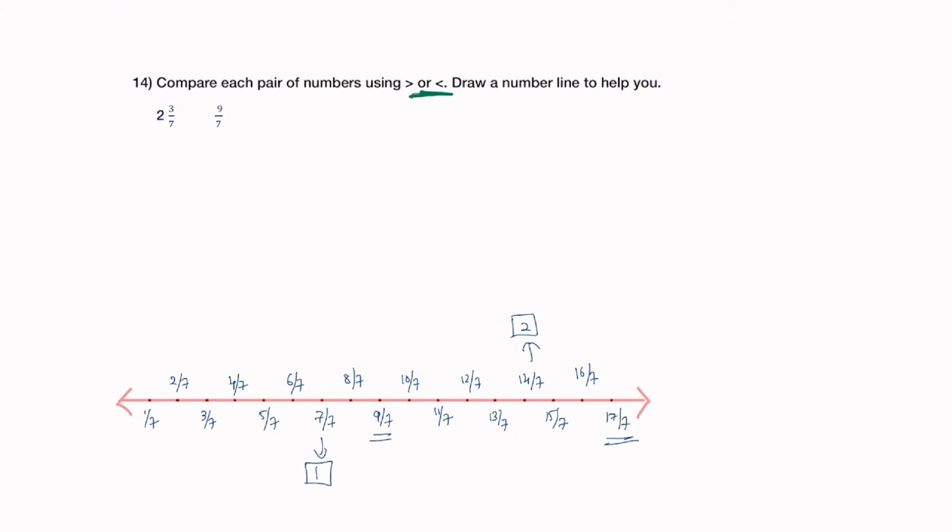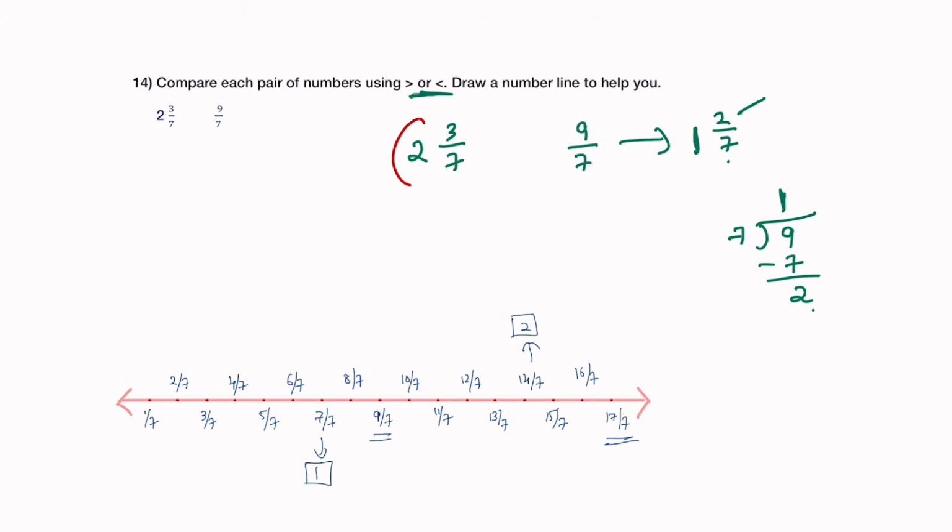Now, 2 3/7 and 9/7. These are the numbers that you have. 2 3/7, and you have 9/7. Now 9/7 can be written as what? It can be written as 1 2/7, right? Because 9 divided by 7, 7 goes 1 time, and 2 is the remainder. So this 1 becomes the whole number here, and the remainder goes here, and that's your divisor. So that's how you write it. Now look at the numbers. This number here is 2, and that number there is 1.